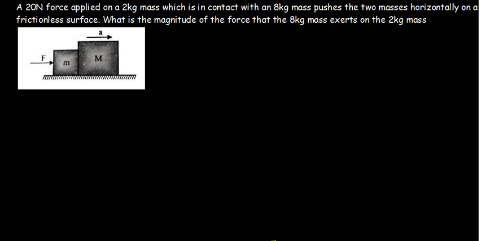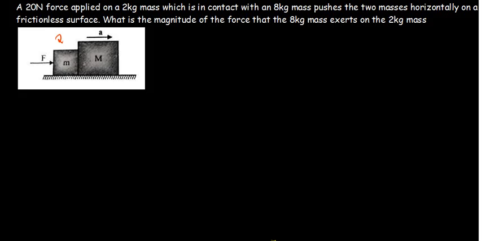A 20 newton force applied on a 2 kg mass, which is in contact with an 8 kg mass, pushes the two masses horizontally on a frictionless surface. What is the magnitude of the force that the 8 kg mass exerts on the 2 kg mass? Now, we are pushing these two blocks, where this one is 2 kg and the bigger one is 8 kg. You are pushing from the 2 kg direction, and you want the force that the 8 kg mass is going to exert on the 2 kg mass.